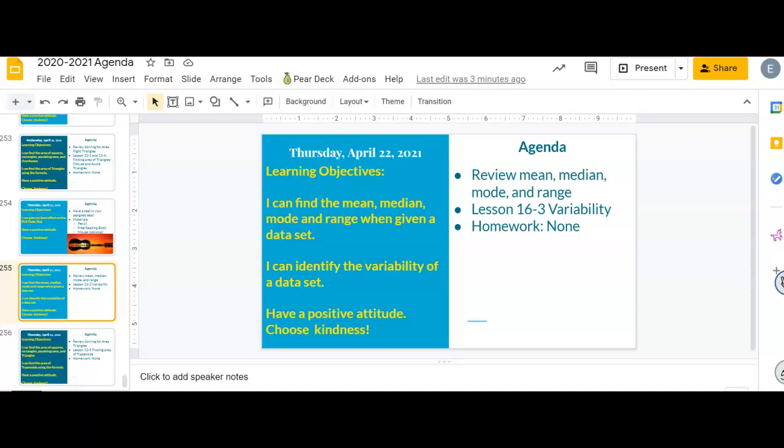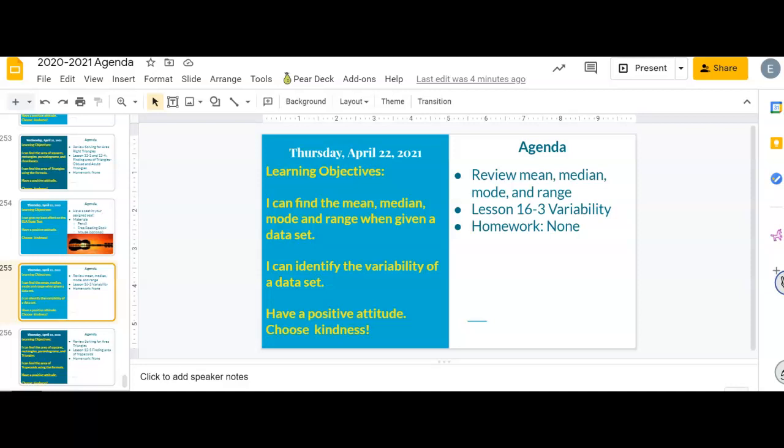What is one of them? Max. The range. Someone else share what the range is. Tyson. Good. We're going to take the largest number in the data set and minus the smallest number. That is your range.